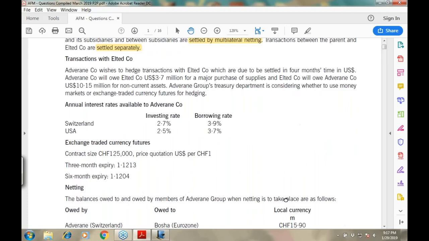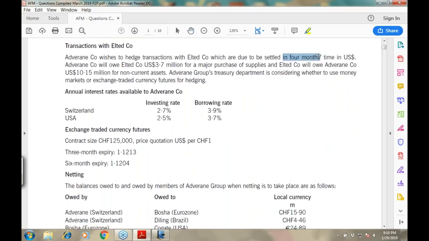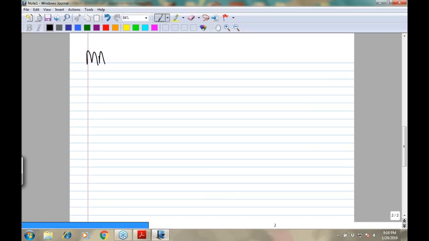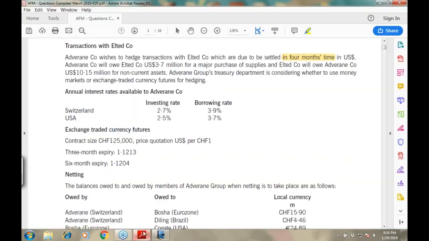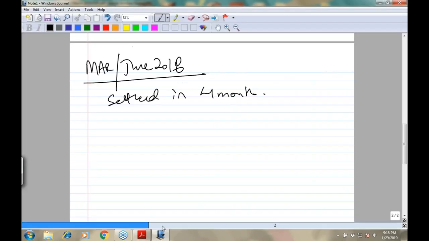We are being told that Adverine wishes to hedge transactions with LTD which are due to be settled in 4 months' time in US dollars. This is the March June 2018 exam question. Adverine will owe LTD 3.7 million for a major purchase of supplies, and LTD will owe Adverine US dollar 10.15 million for a non-current asset.